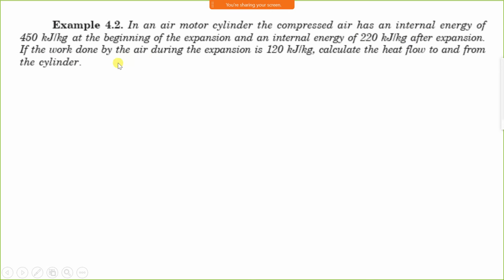If the work done by the air during the expansion is 120 kilojoule, listen, work done by the air means in the cylinder there is air and work is done by the system, so that is positive work, 120 kilojoule. Calculate the heat flow to and from the cylinder. Heat flow to and from the cylinder means we have to calculate heat transfer and check the direction. If it is going to the cylinder, then it is positive. If it is going out of the cylinder, then it is negative.